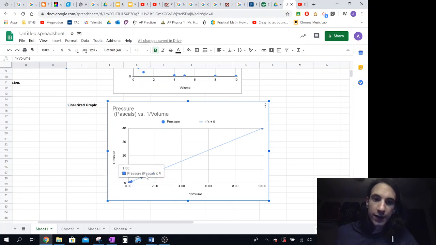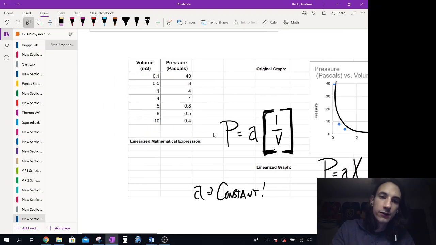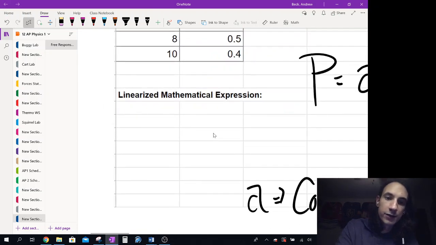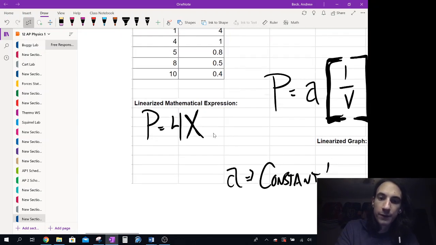These points are lying in a line now. And I have this linear equation, pressure equals 4 times x. So let's come back over here and write some stuff about it. Over here, my linearized mathematical expression is pressure equals 4 times x. So we found that our a value is equal to 4.